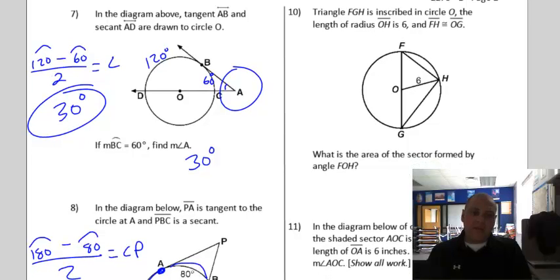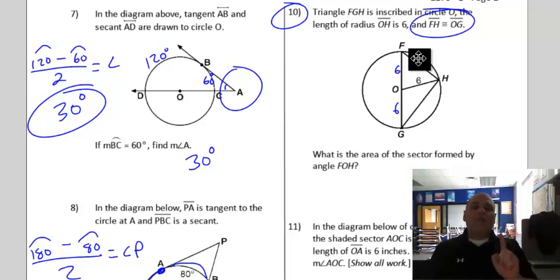All right, number 10. We did this one already. This was on a lesson, so you may remember this one. You got to look for stuff like this. The radii are all going to be equal inside a circle. So OH, OF, and OG are all going to be the same. So this is 6, and this is 6. And then FH equals OG. See? It's right here. You got to read. FH equals OG. Well, OG is 6, so that means FH is also 6. So what that does is it creates this triangle here where all of them are 6.